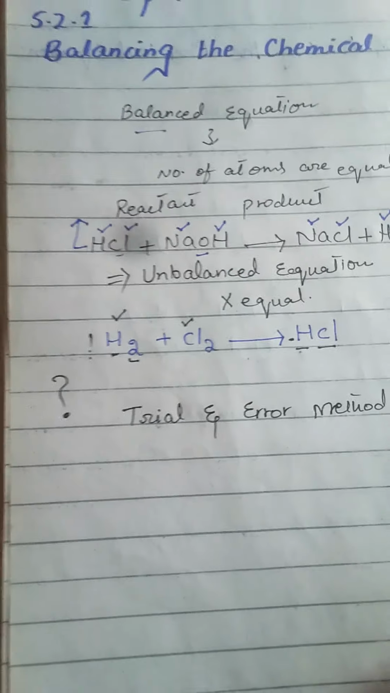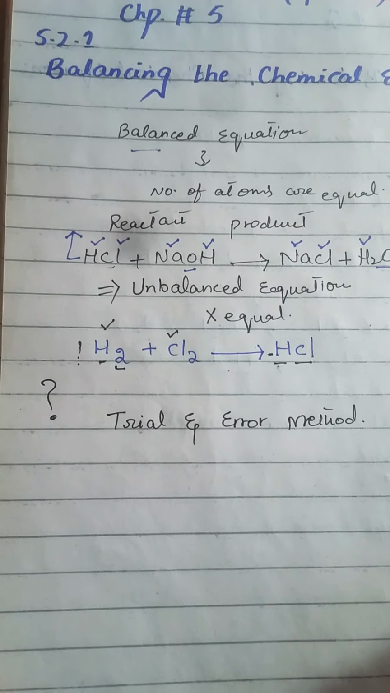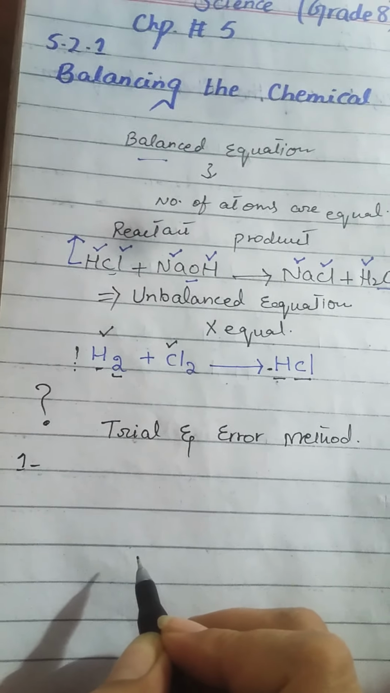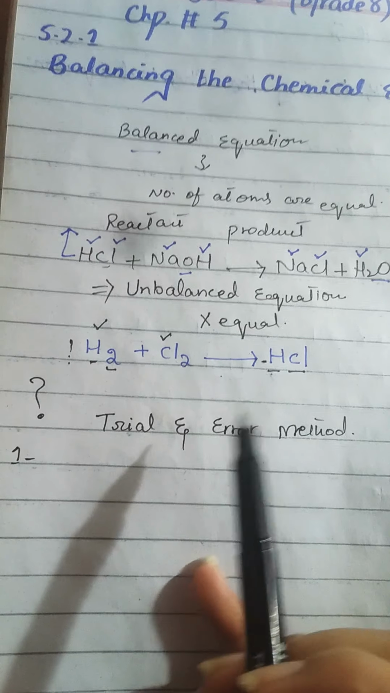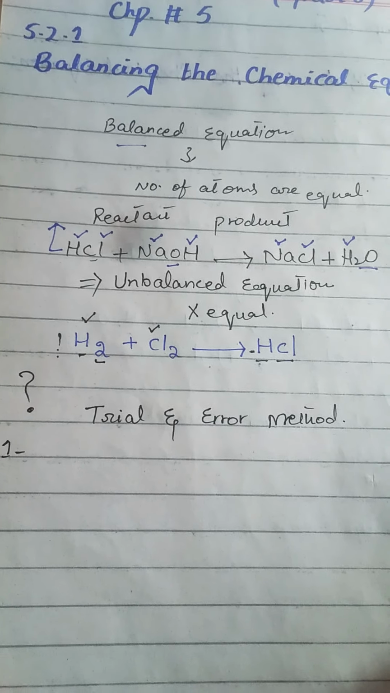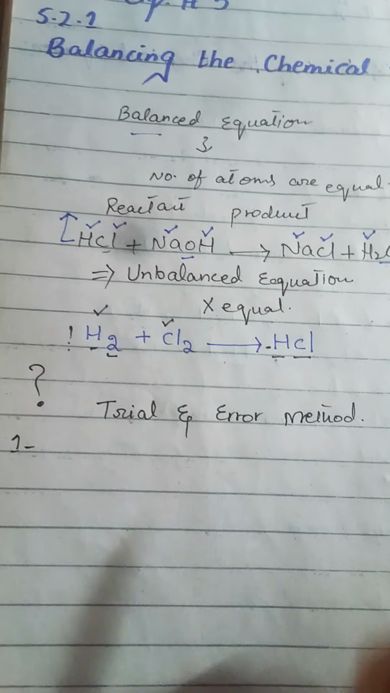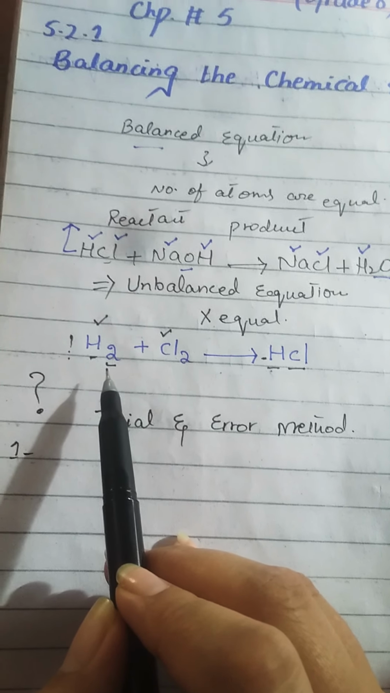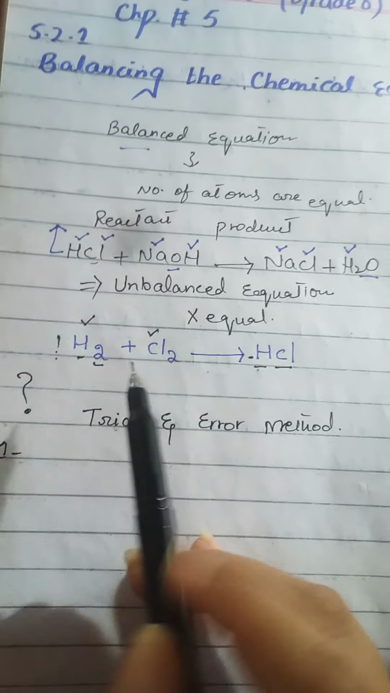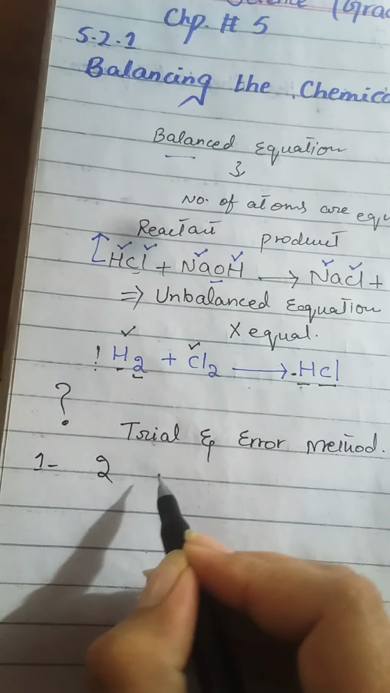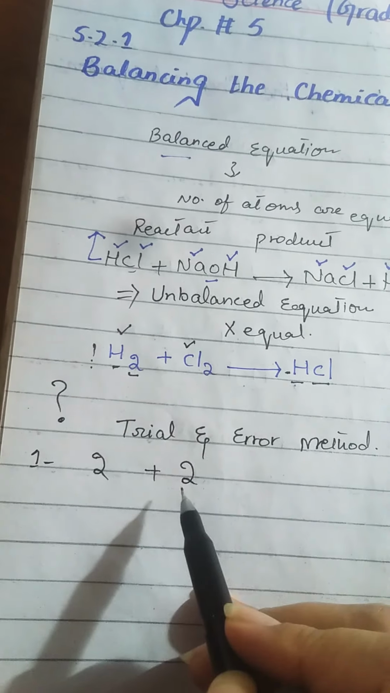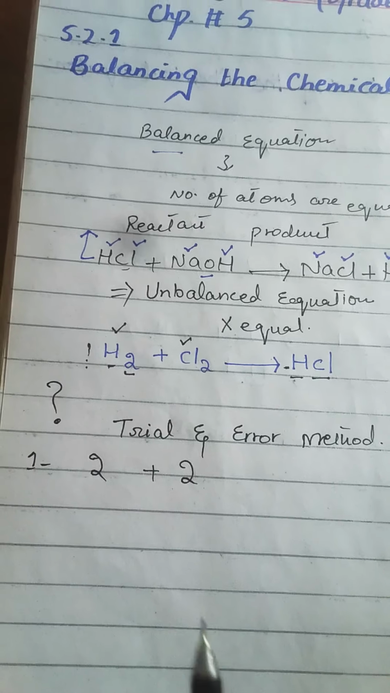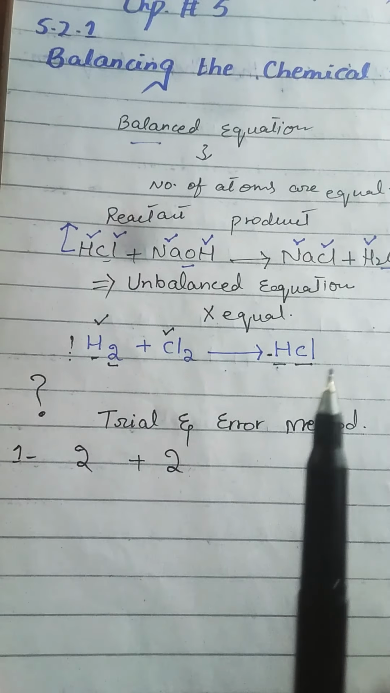Here are some rules for the working of this trial and error method. You have to follow these rules. First, we have to write the equation and count the number of atoms on both sides. For example, in the reactant side here are two hydrogen atoms and two chlorine atoms. This is the first rule: you have to count the number of atoms in the reactant side and the product side.